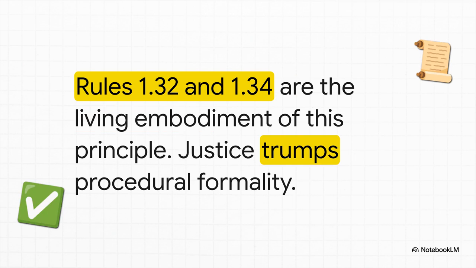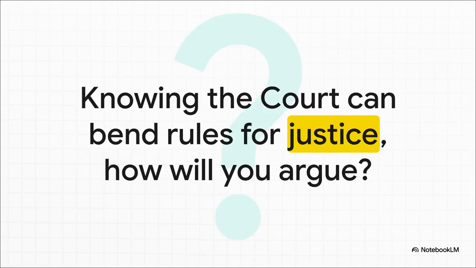Just think back to those superpower rules we talked about. Rule 1.32, the power to make any order for justice, and Rule 1.34, the power to just ignore a rule if it gets in the way of justice. These aren't footnotes, they're the heart of the system. They prove that at the end of the day, justice beats a technicality. Every time. So as you're studying for your exams, I want to leave you with a question.